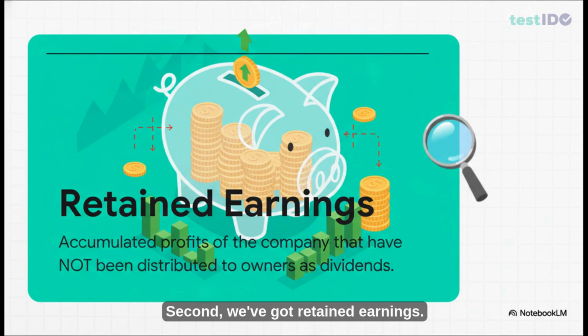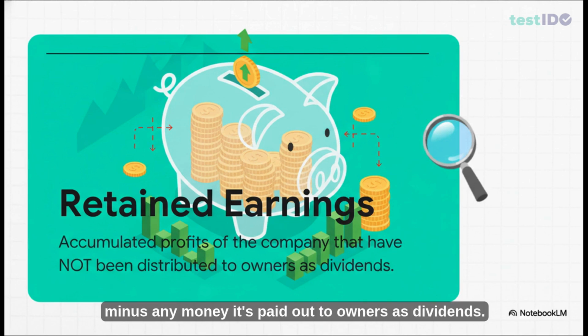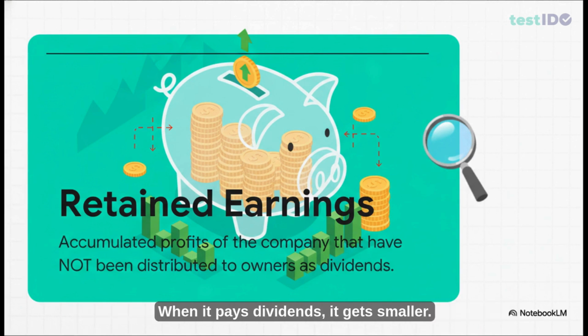Second, we've got retained earnings. This account is so important. Think of it as the company's giant cumulative piggy bank. It's the running total of every single dollar of profit the company has ever made, minus any money it's paid out to owners as dividends. When the company makes money, the piggy bank gets bigger. When it pays dividends, it gets smaller.